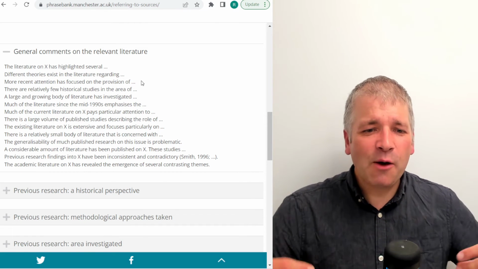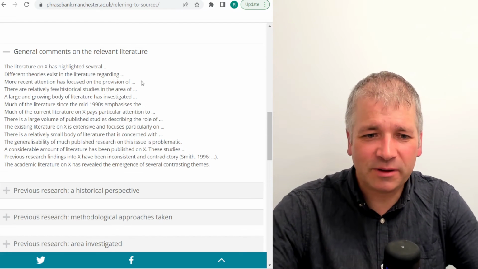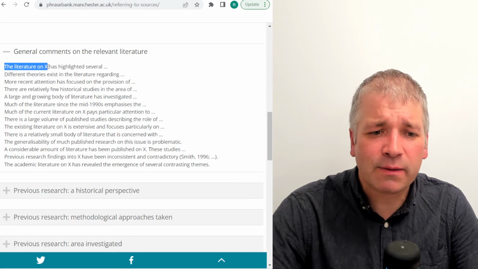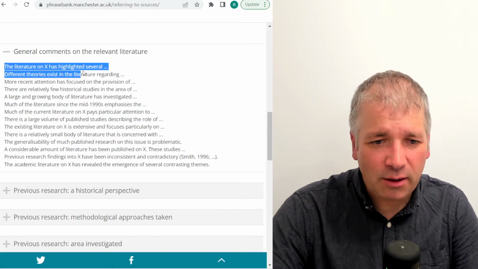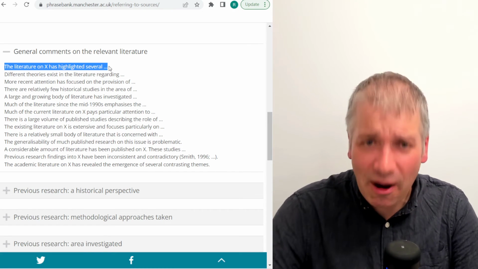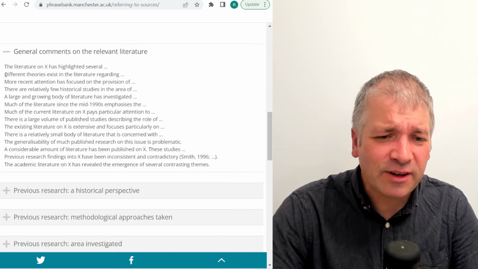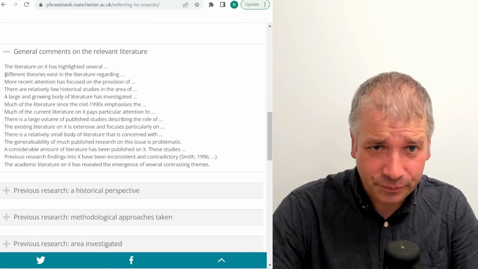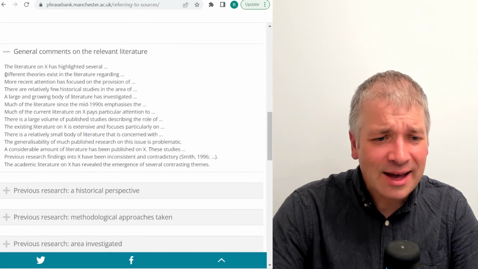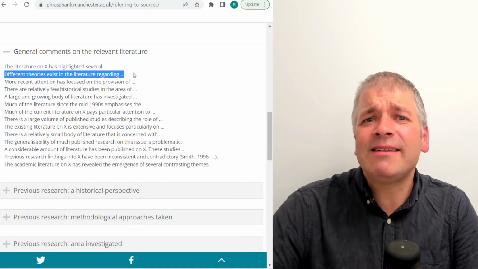So if you're thinking, how do I introduce literature that I have found on a particular topic? Well, you could start like this. The literature on homework has highlighted several points, several viewpoints. You carry on with the rest. This just gives you the start of the sentence. Or if you found there are differences between what people say on, let's take our first point, discipline in homework, you could use this. Different theories exist in literature regarding the importance of homework for creating discipline.